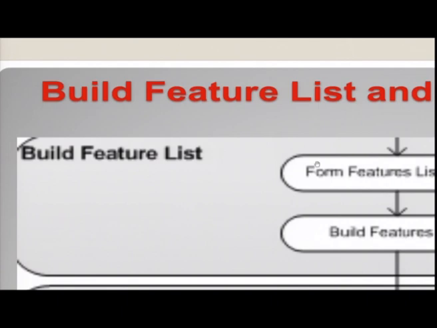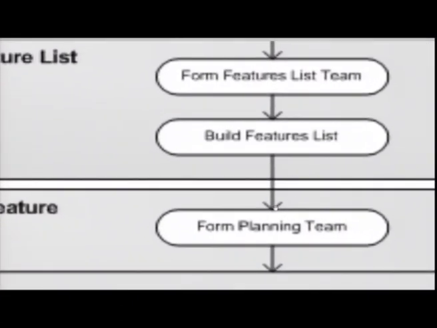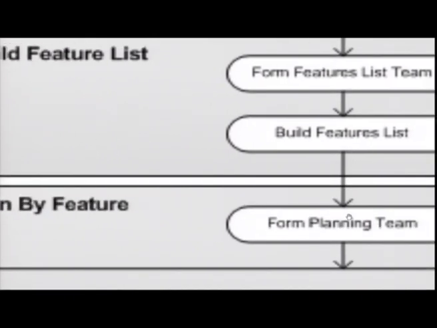When you are going to build a feature list, after you develop a group team model, you form feature list teams. A feature list team is a team which is going to list the features. Based on those features that have been listed, you will be creating each and every feature. Then you will be forming a planning team. A planning team has to be formed, and you will be forming this planning team based on the features.